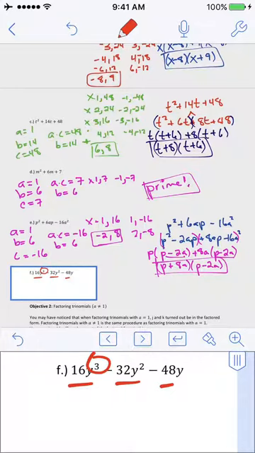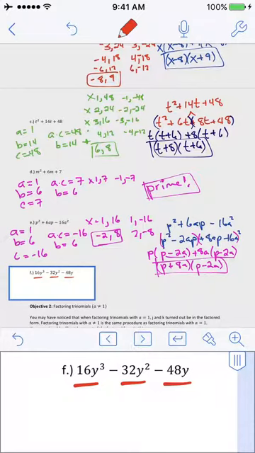But what should I always start with? What's the first thing I should start with? Hint, I've underlined all 3 terms because they have a GCF. So let's start with a GCF. What do they have in common?